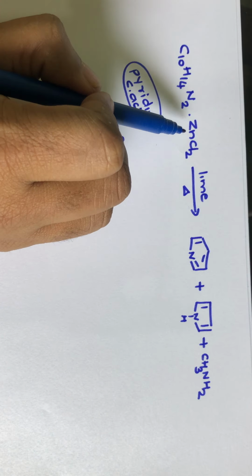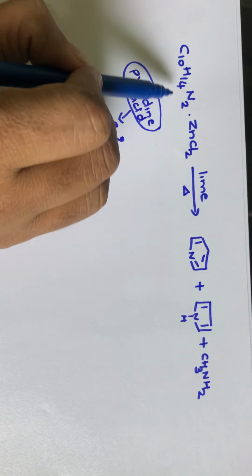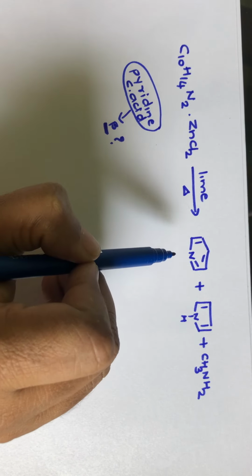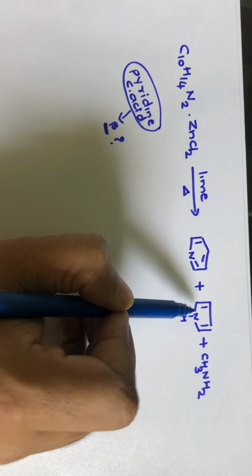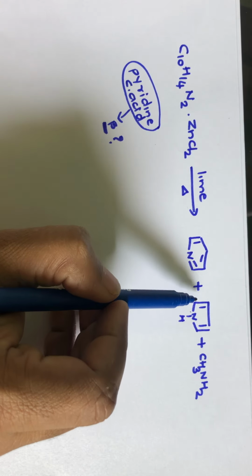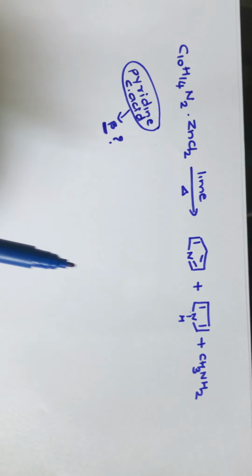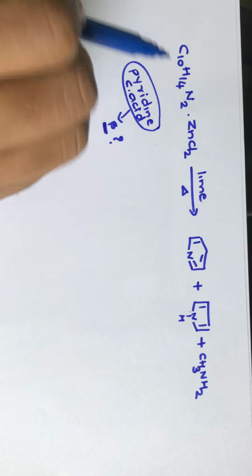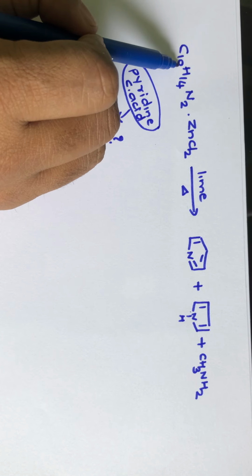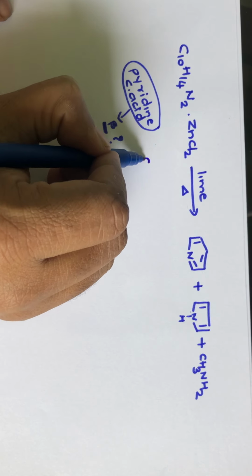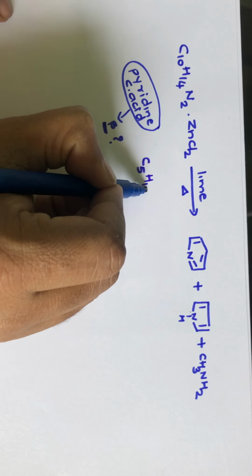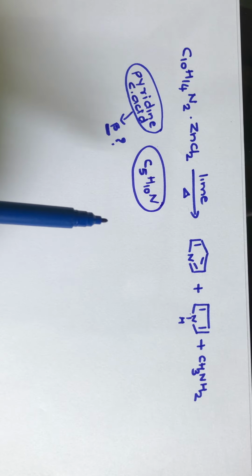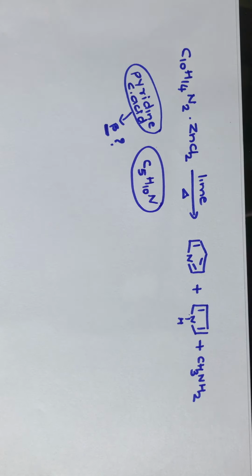Pyridine, when treated with ZnCl2, forms an addition compound. When heated, it gives you pyridine as well as a pyrrole derivative. So this confirms that the pyridine nucleus is attached to a pyrrole derivative. The pyrrole derivative is pyrrolidine only, because if you look at the formula, the side chain should be C5H10N. So C5H10N means it should be the pyrrolidine ring only.